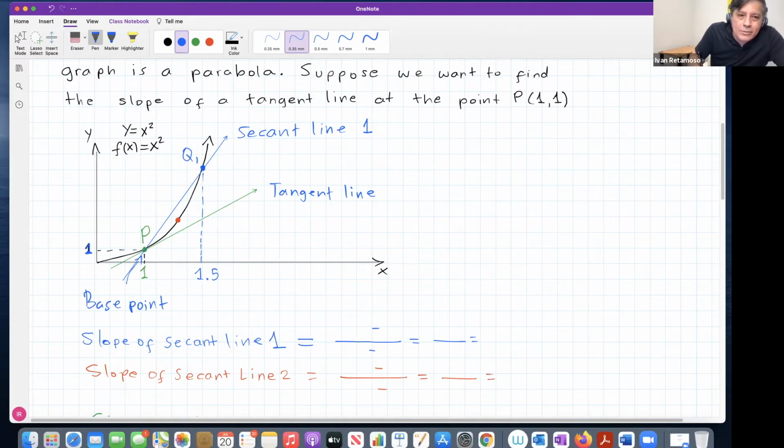In this case, I'm choosing points on the right neighborhood of this base point P, but this can also be done on the left side, choosing points on the left. 1.5 squared gives you this value, 2.25, right? Now, Professor, how do you know?